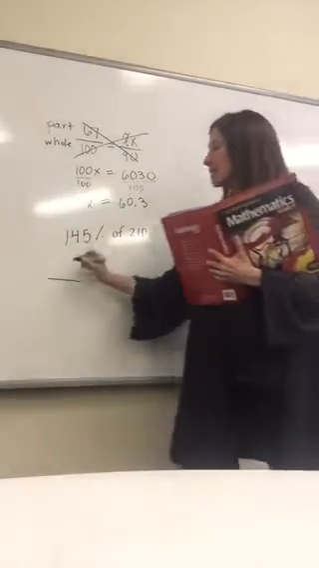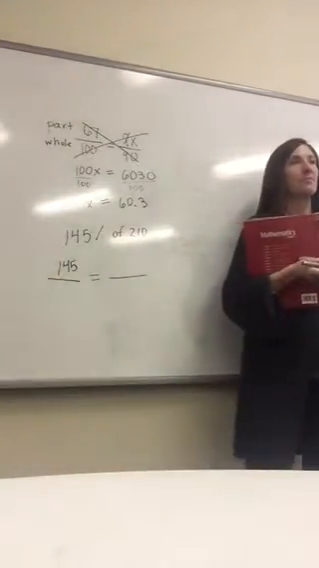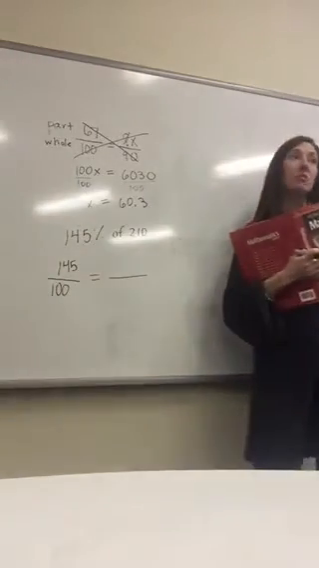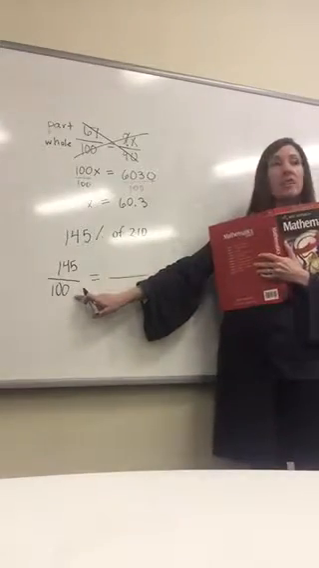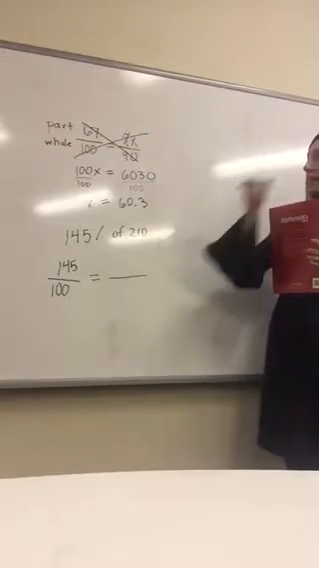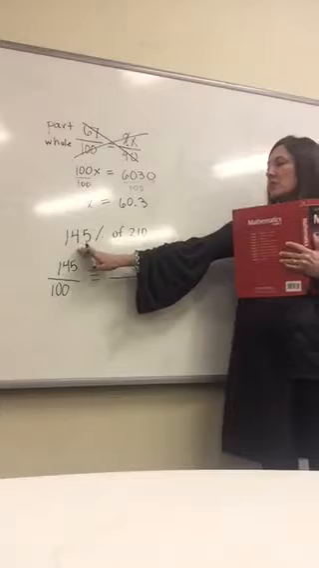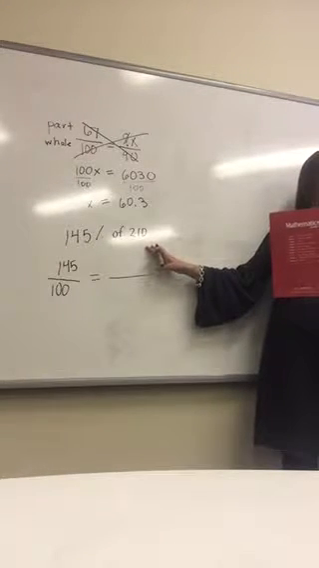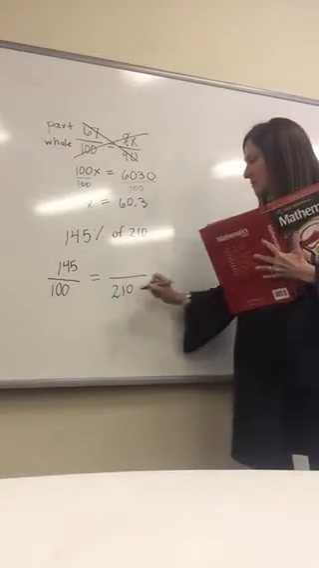145% means 145 over what? 100. That might be a little confusing because the 145 is bigger, and we're going to study that in just a few minutes. Now, 145 100ths means 145%, and 210 is our whole. We want to find out what this much of it is. So where's the 210 going to go? On the bottom.